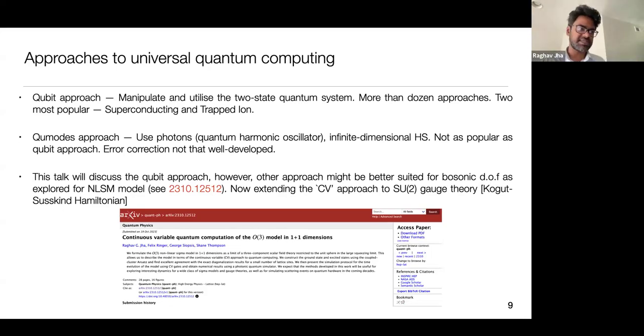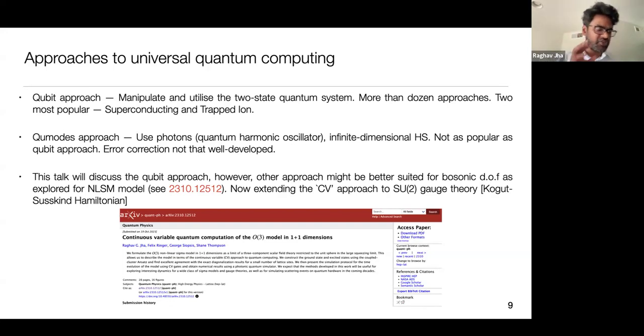But one of the famous examples which we study in a quantum mechanics course is the harmonic oscillator, and it has an infinite dimensional Hilbert space. So people have also been trying to use Q modes or photons or harmonic oscillator states to do universal quantum computing. And that is also an approach I'm associated with. We wrote a paper on the 2D nonlinear sigma model. Now we are looking at the SU(2) Kogut-Susskind Hamiltonian using this approach.